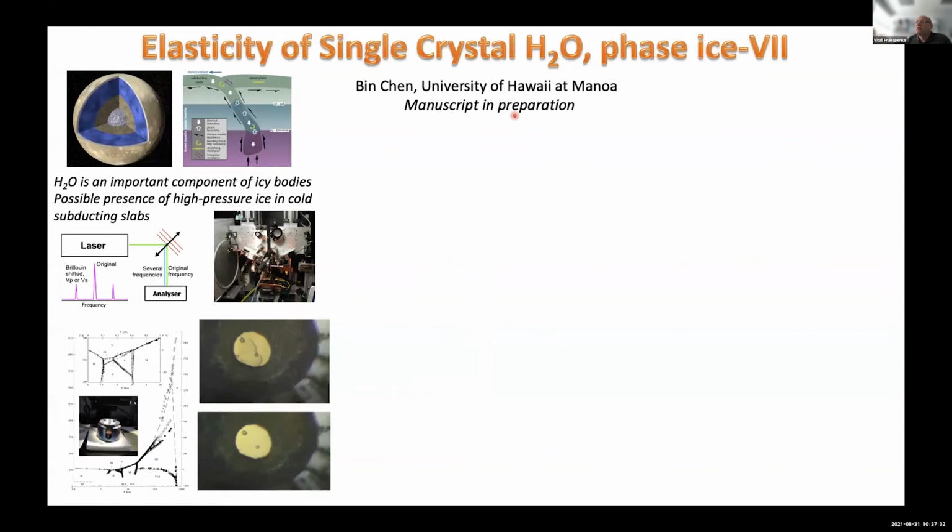Here, Bin Chen from University of Hawaii suggests using Brillouin spectroscopy to analyze elastic behavior. But anyone who deals with ice knows that it's very difficult to synthesize single crystal material. Bin was able to synthesize single crystal at above 10 GPa after the transition of ice 6 and 7.